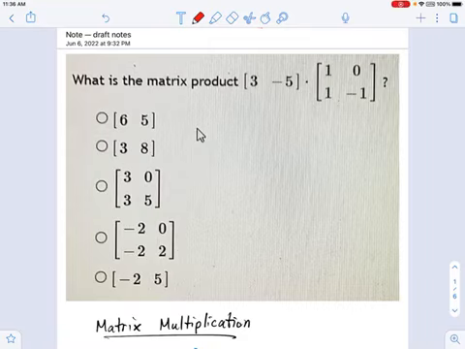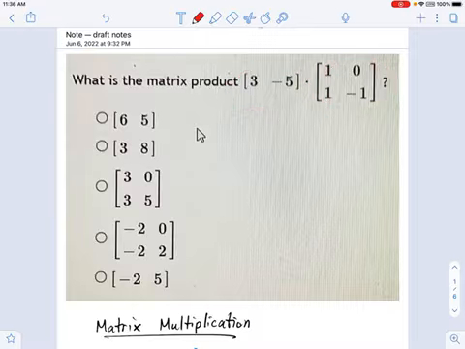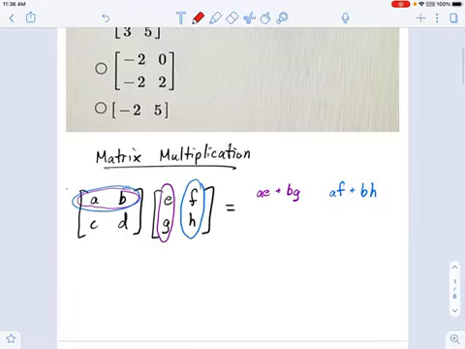It may have been a while since you've seen matrix multiplication, but that's what's going on here. We need to multiply this matrix by this matrix and figure out what the result is. So I want to just review matrix multiplication quick. If you're good on this part, skip ahead a minute or so.